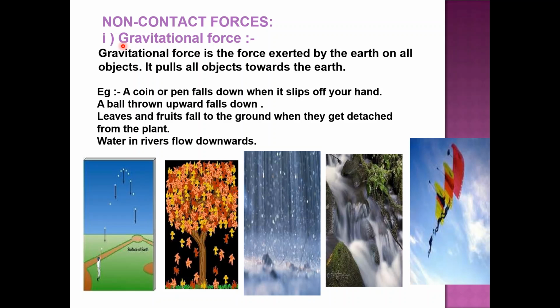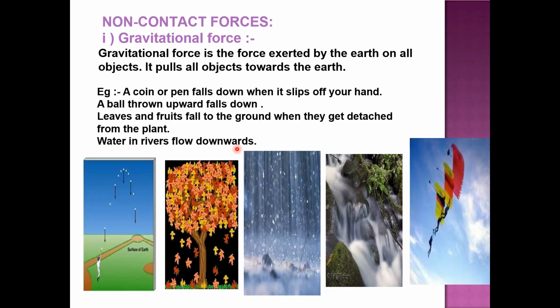First, we are going to discuss gravitational force. Gravitational force is the force exerted by the earth on all objects. It pulls all objects towards the earth. For example, a coin or pen falls down when it slips off your hand. A ball thrown upward falls down. Leaves and fruits fall to the ground when they get detached from the plant. Water in rivers flows downwards. All this happens down towards the earth due to its gravitational force.